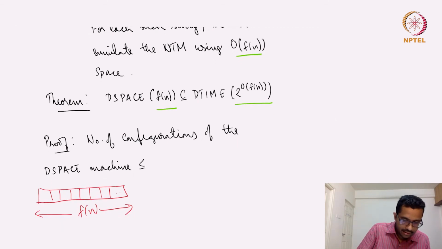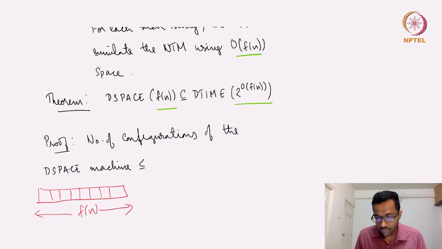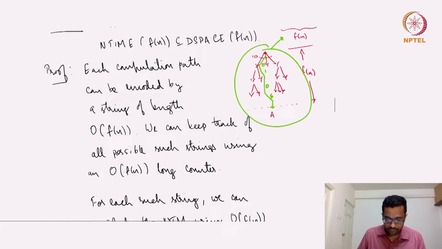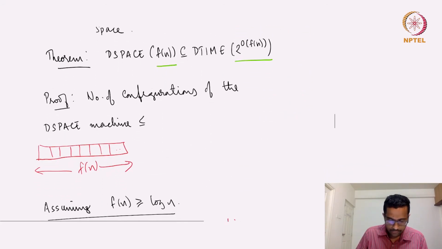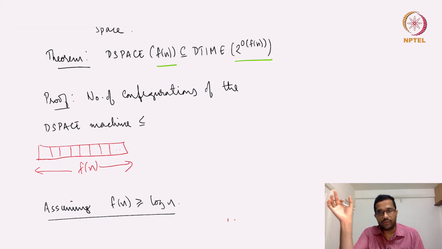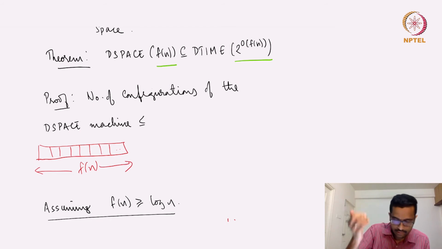Why is this the case? DSPACE(f(n)) is contained in DTIME(2^O(f(n))). So let us first count the number of configurations of the DSPACE machines. There are multiple components to the configuration. One is the input, which is fixed. The input is read only, so the input cannot change, right?